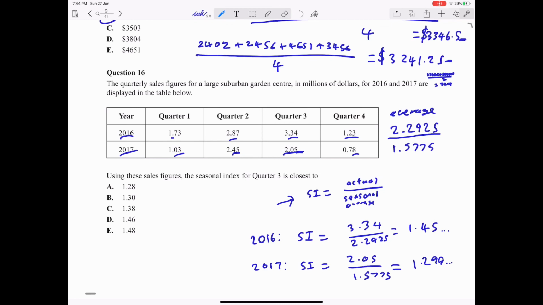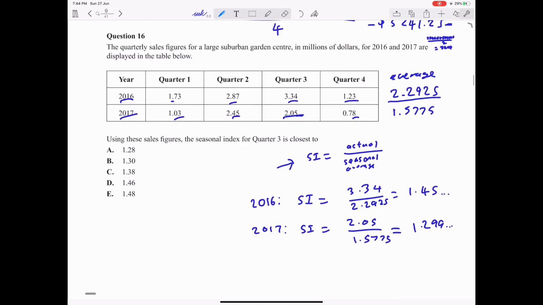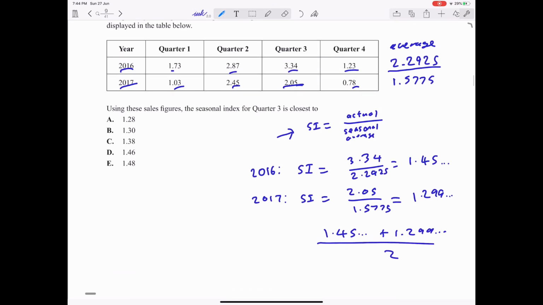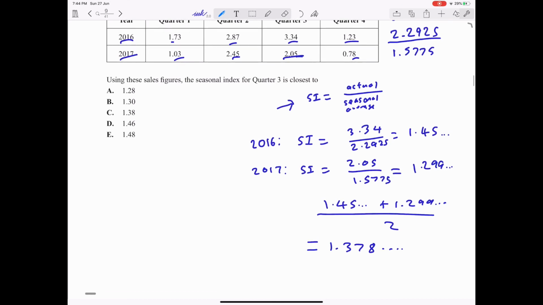So to find the seasonal index for quarter 3, you basically have to find the average seasonal index for quarter 3 across 2016 and 2017. So you do 1.45 plus 1.299, divide that by 2. Do that on your calculator, and you'll get 1.378. To 2 decimal places, that would be 1.38. So therefore C is the correct answer.